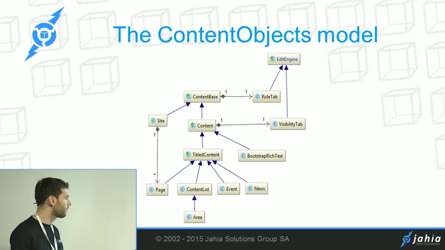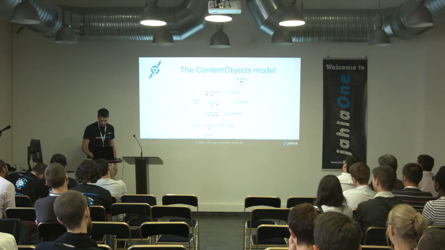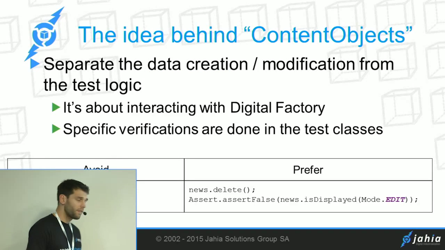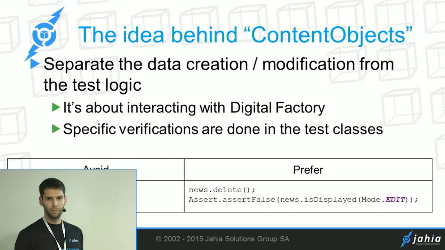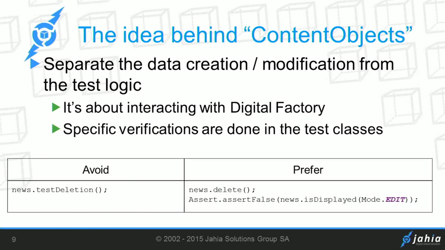And it works also for the publication of a content. We have a set of methods implemented. The idea behind that is to separate the data creation and the test logic. So no more "create user account and verify its creation". The idea was really to write a framework to interact with Digital Factory. So basically, it's just writing an API to use Digital Factory. It will make writing tests way easier.